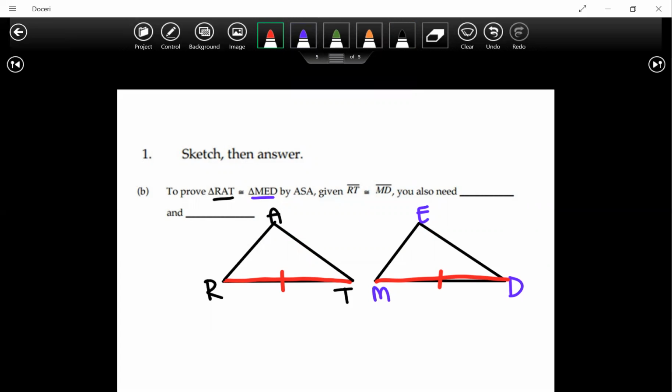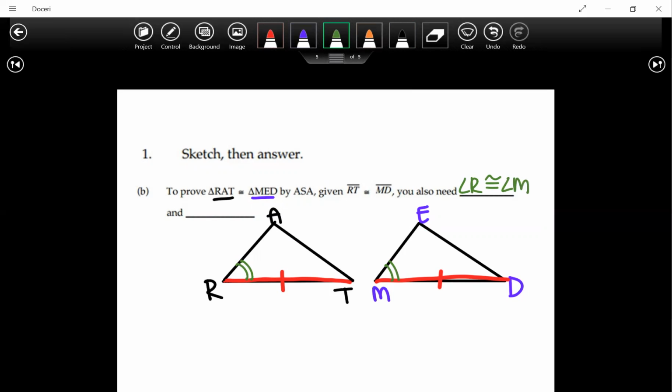Looking at these two, if we're trying to prove by angle, side, angle, what two parts are we missing? We're missing angles to show congruence. So can someone give me a pair of angles that need to be congruent for our first pair? Angle A needs to be there to show angle side. What are we given? Angle side angle. What are we given already? A side. So angle R needs to be congruent with what part of the other triangle? M. That's our first one. Angle R needs to be congruent to angle M.